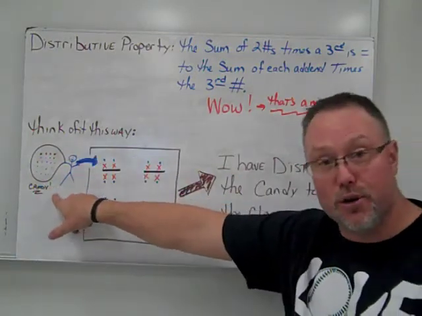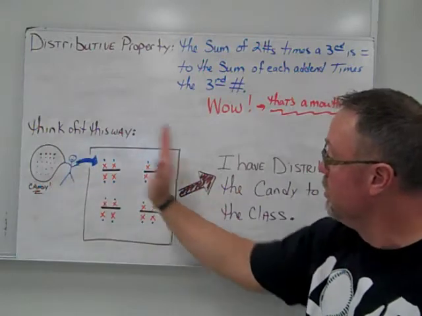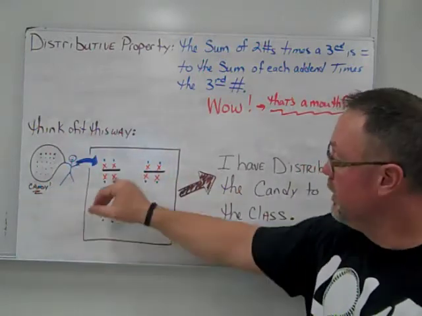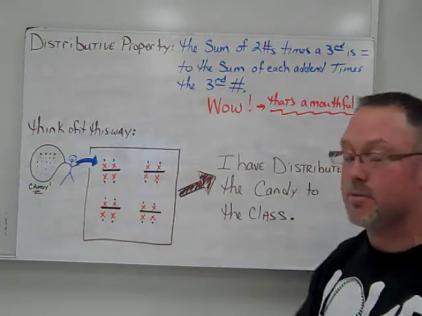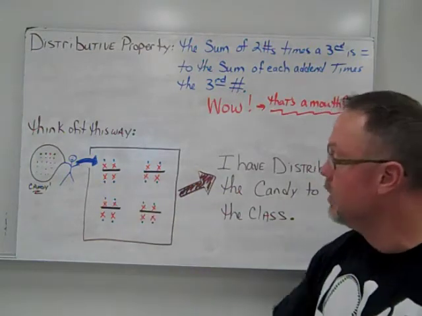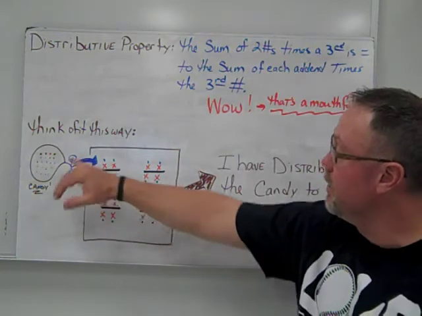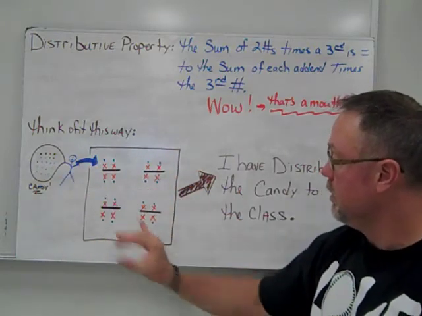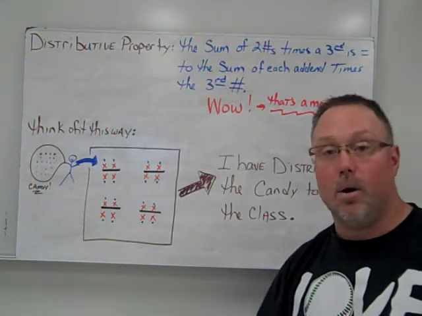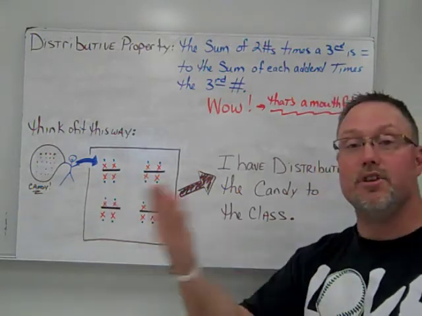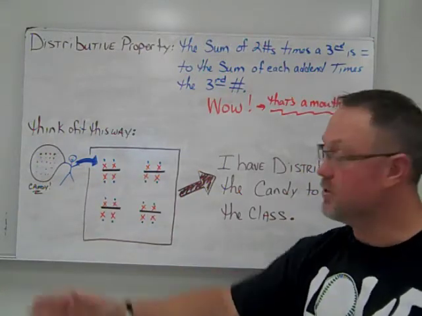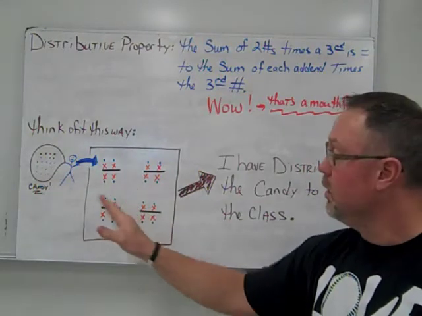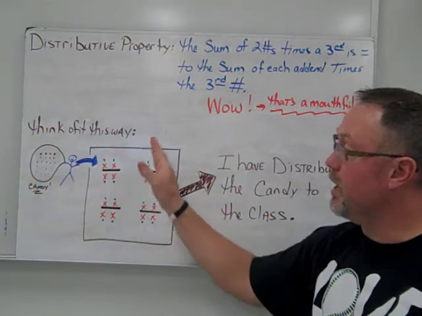Here's me outside the door. The walls group everybody. Inside are the tables. The red X's represent you guys as students. I'm going to come in and I'm going to give everybody a piece of candy. Now, once everybody's got it, I've distributed the candy. So I've come into the room. I've given everybody a piece of candy.